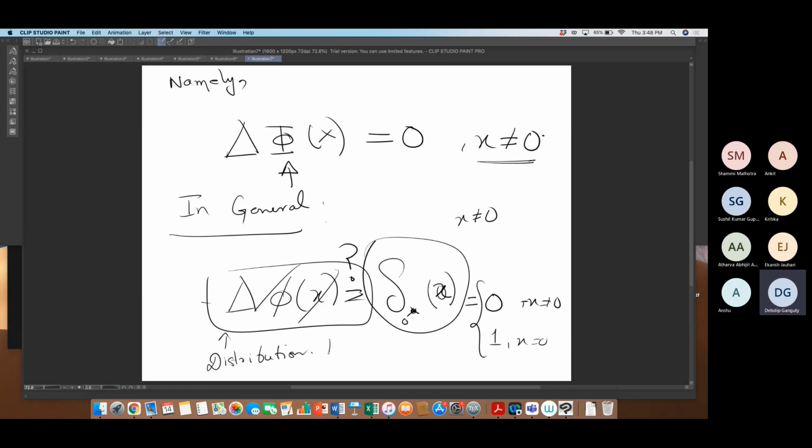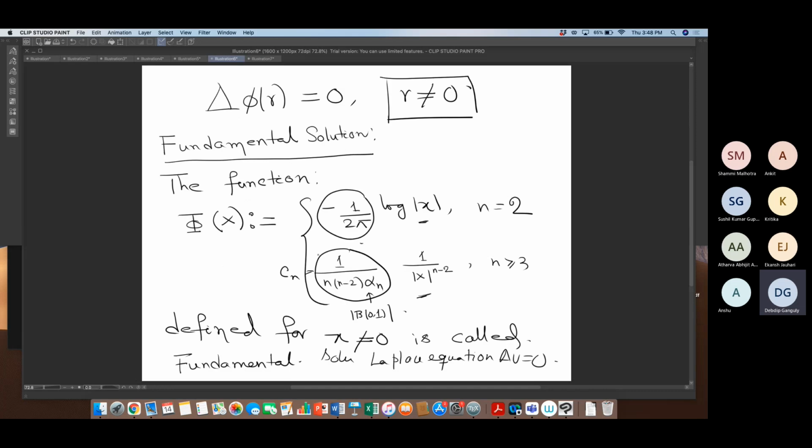This is called distribution theory. This is one of the fundamental theories in the modern theory of partial differential equations. But you don't have to understand this. It is a very modern theory, in a different course. So that is why, because you have a Dirac delta at 0, for this equation to be satisfied, the constant was chosen like that.